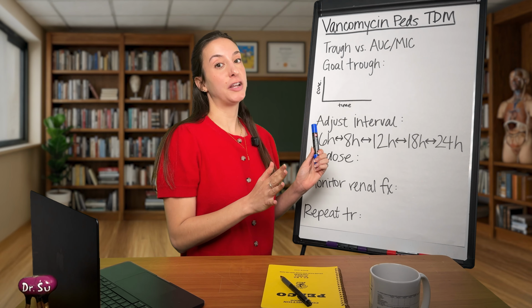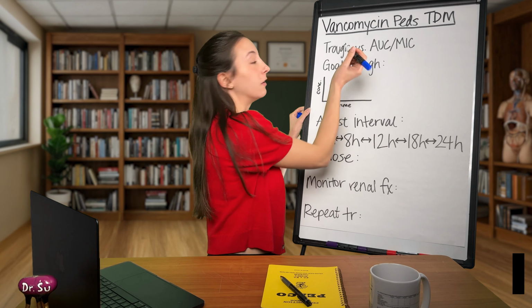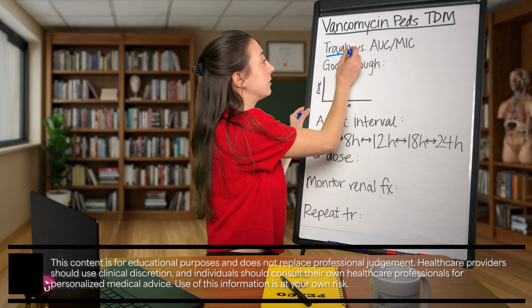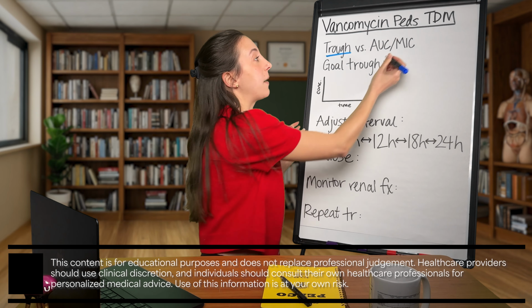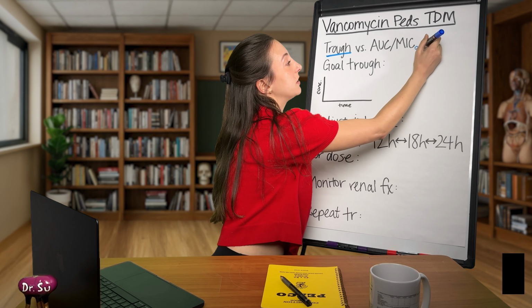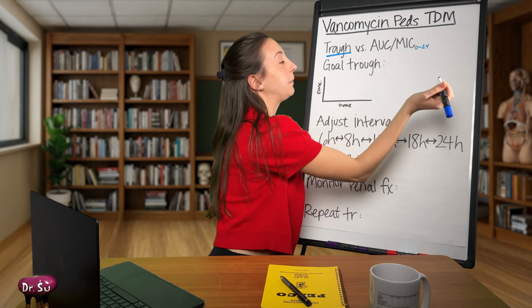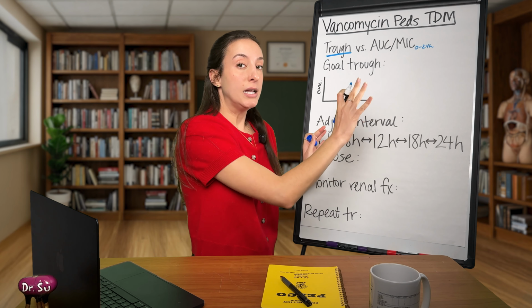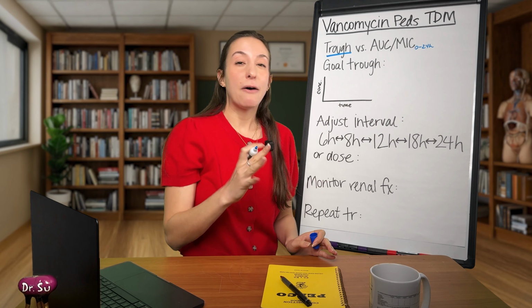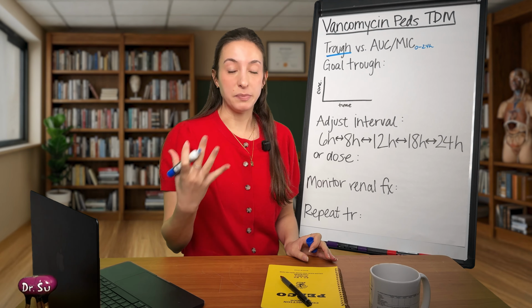There's two ways to monitor vancomycin levels. The first is what our video is going to be focusing on, which is trough monitoring. The second is area under the curve monitoring, AUC over the MIC. This measures cumulative exposure over a certain time period, usually 24 hours. This is up and coming in pediatrics. It's pretty much a standard in adults. About 50% of institutions will also do this in pediatrics.